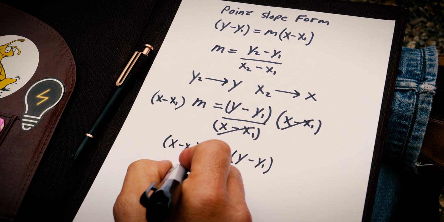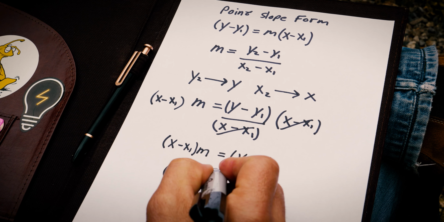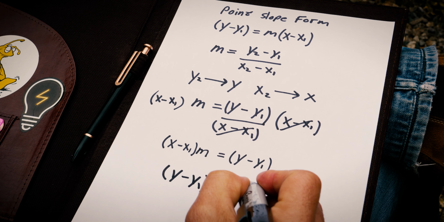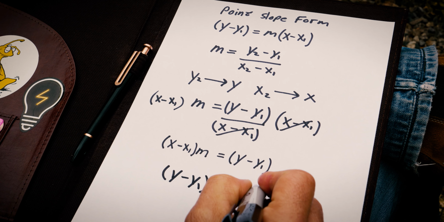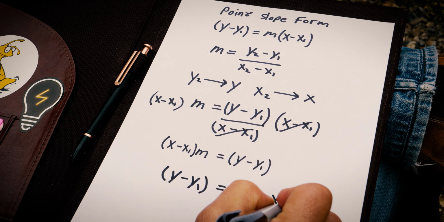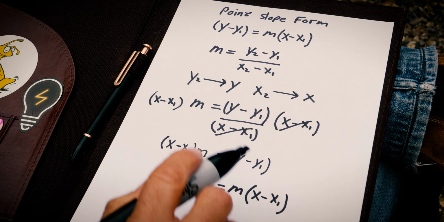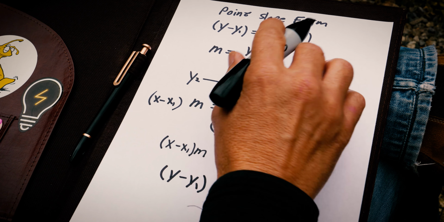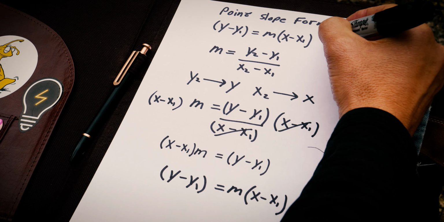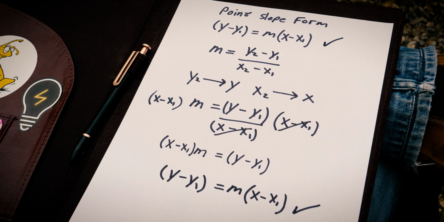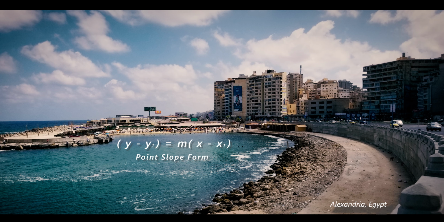If a equals b, then b equals a, so I can just rewrite this as x minus x1 times m is equal to y minus y1, which we can rewrite as y minus y1 is equal to m times x minus x1. And lo and behold, we have exactly what we started with. And that is your point slope derivation.